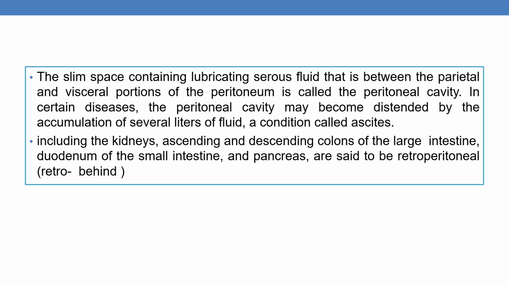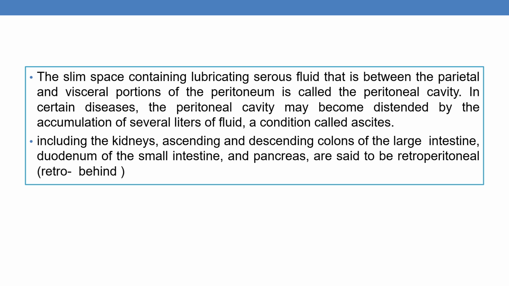Organs including the kidneys, ascending and descending colon of the large intestine, duodenum of the small intestine and pancreas are said to be retroperitoneal. The peritoneum is important for the determination of location of certain organs. Sometimes the physician indicates it is a retroperitoneal organ.